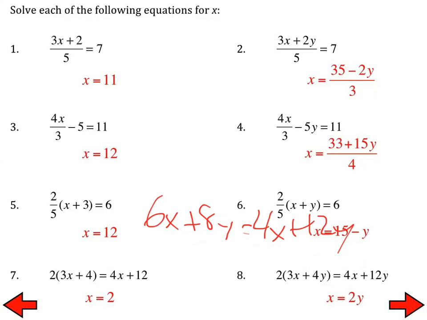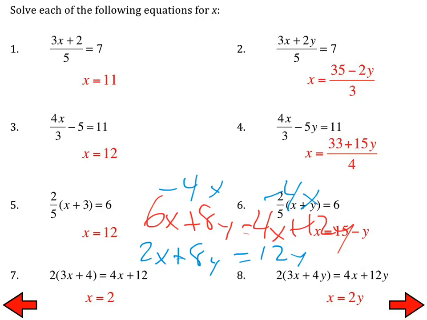Then I thought I would subtract 4x. Okay, so then what did you have after you subtracted 4x? 2x plus 8y is equal to 12y. Okay. Then what did you do? Then when I subtract 8y, that's where I got stuck.